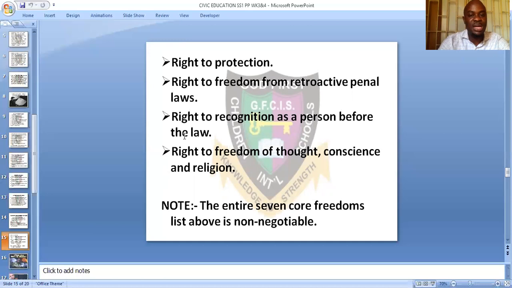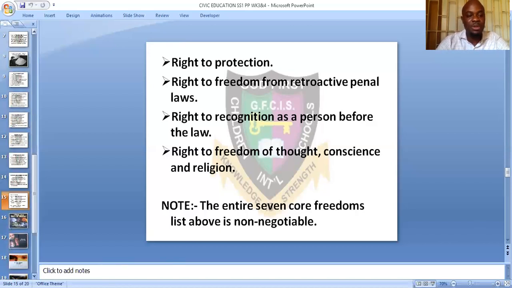Another one is the right to recognition as a person before the law. That is, everyone has the right to recognition everywhere as a person before the law. And the seventh one says the right to freedom of thought, conscience, and religion. So as citizens, we have the right to our conscience. You have the right to say whatever you hold in your thoughts, to have your own conscience, and to choose your own religion, and many more like that.